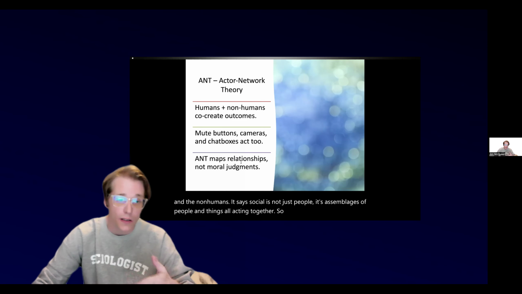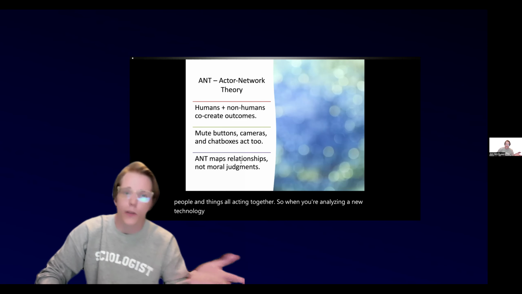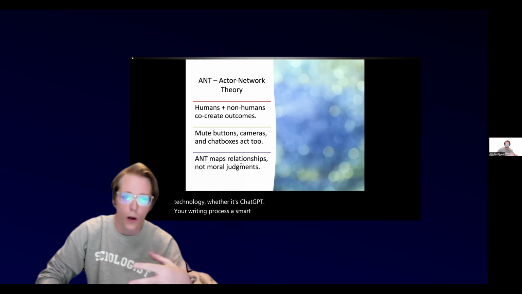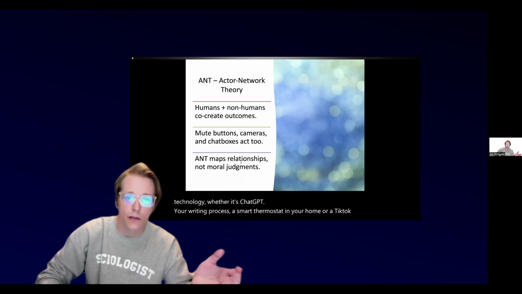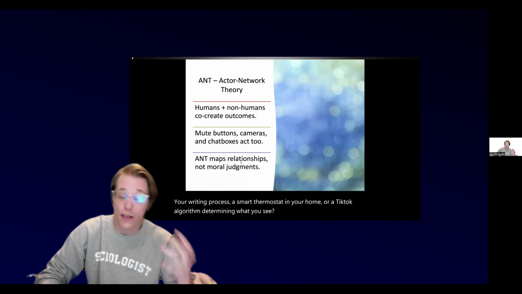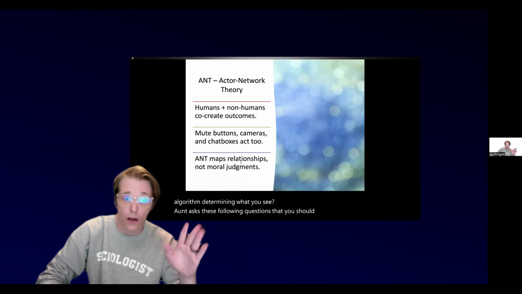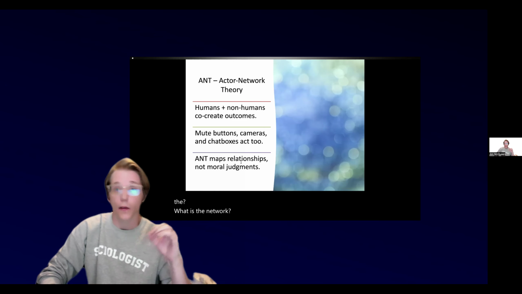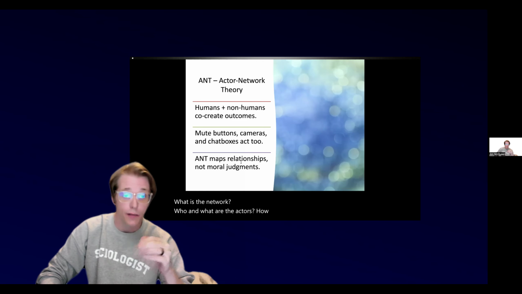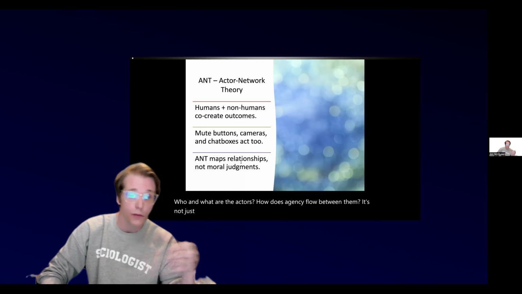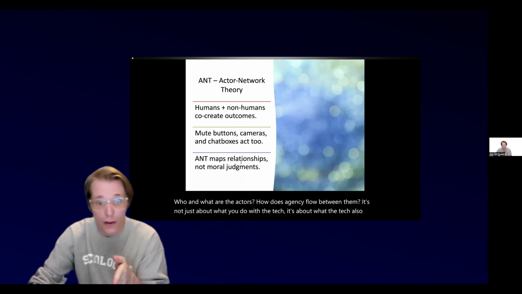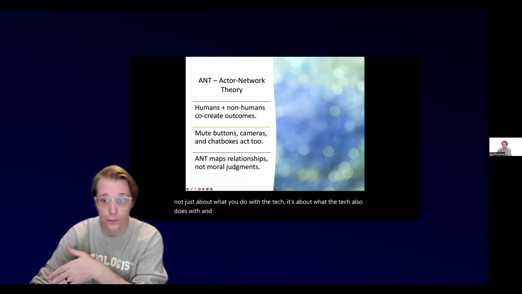So when you're analyzing a new technology, whether it's ChatGPT, your writing process, a smart thermostat in your home, or a TikTok algorithm determining what you see, ANT asks these following questions that you should think about. What is the network? Who and what are the actors? How does agency flow between them? It's not just about what you do with the tech. It's about what the tech also does with and to you.